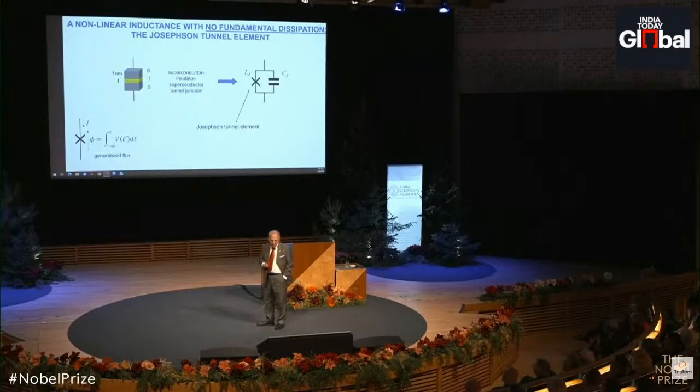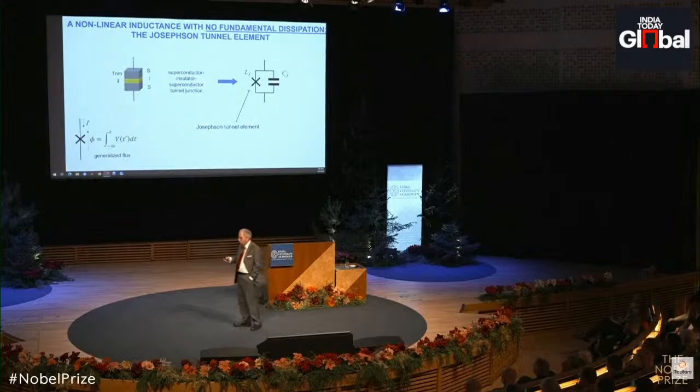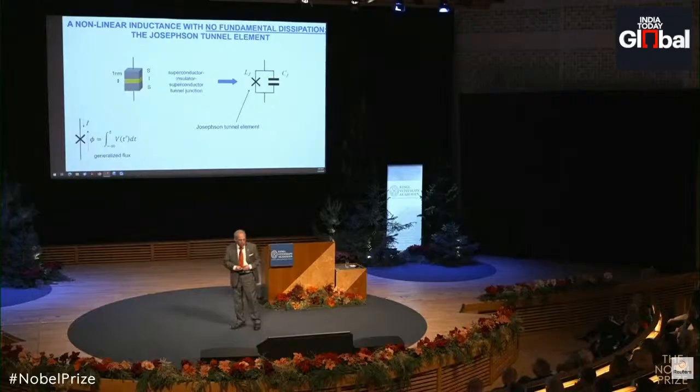Let's take this cross element, this Josephson tunnel element, and relate the current to a sort of flux. So this is what is called a generalized flux. You remember Faraday's law. The time derivative of a flux is a voltage. We can invert this relation and introduce the time integral of the voltage across the junction. And that creates a variable, which is the equivalent of a flux.